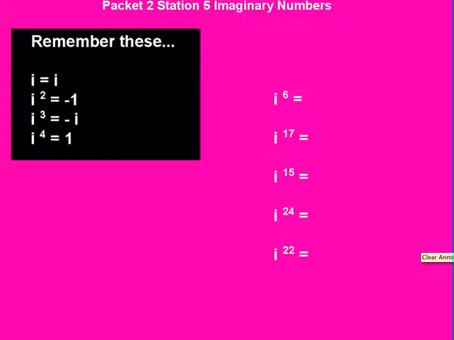Let's do i to the 17th. Counting up to 17, looks like i to the 17th is equal to i. i to the 15th, counting to 15, looks like i to the 15th is -i. This is by far the easiest way to approach these.